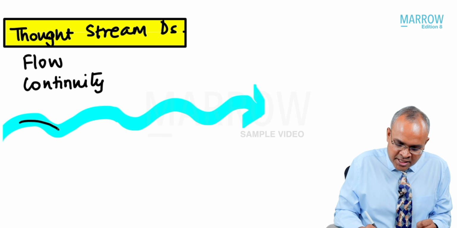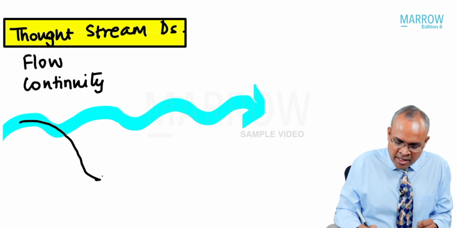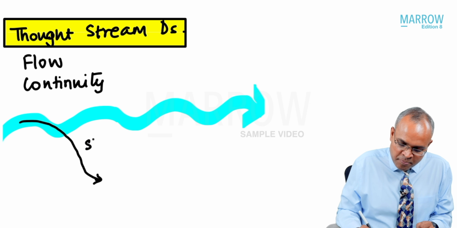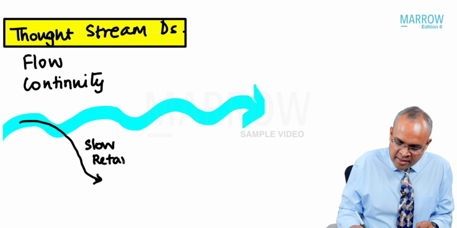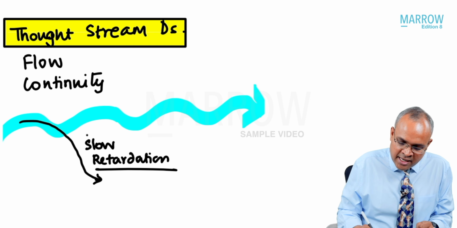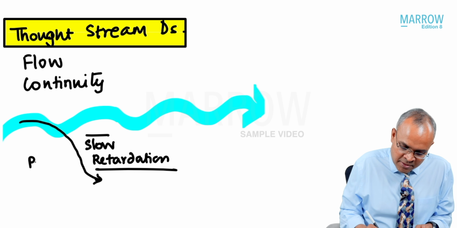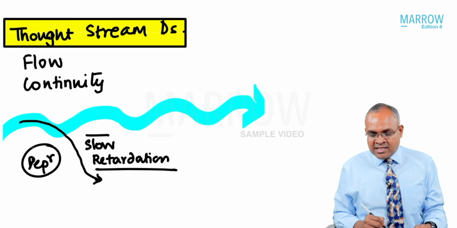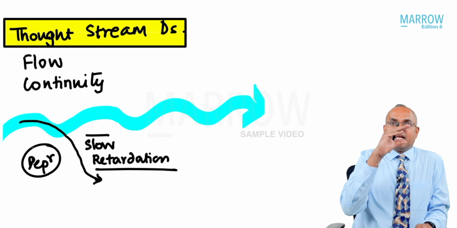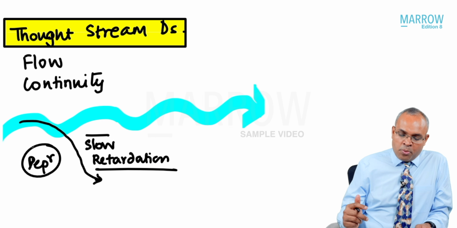In depression patients, the stream can become very, very slow. That is called retardation, and slowness can happen. This is very commonly seen in patients with depression. In depression patients, you can see the stream gets retarded or slow.